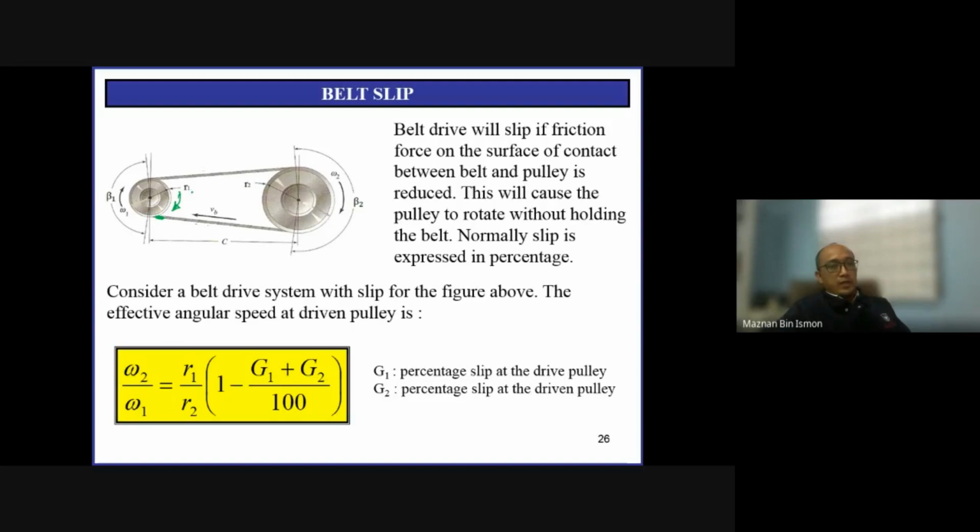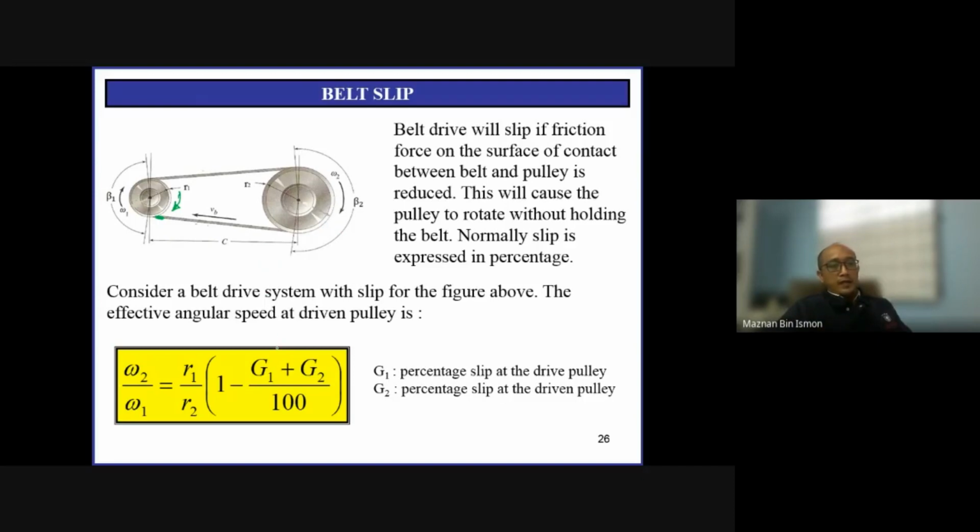slippage. It means most probably your pulley will be running at 300 rounds per minute, whereas your belt will be running at 290, let's say. So it is reduced a little bit. So that means slippage. So it does not properly match with the surface.